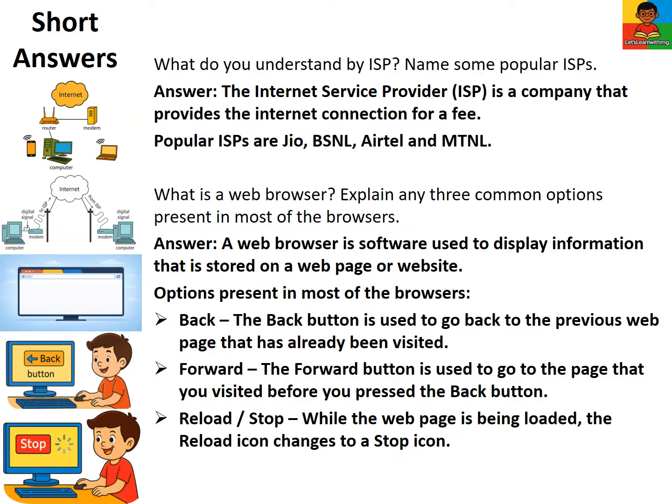What is a web browser? Explain any 3 common options present in most of the browsers. Answer: A web browser is software used to display information that is stored on a web page or website. Options present in most browsers include back, forward, and reload or stop.